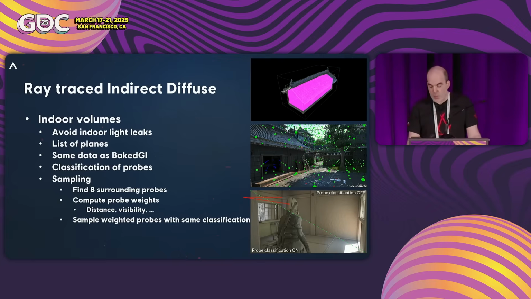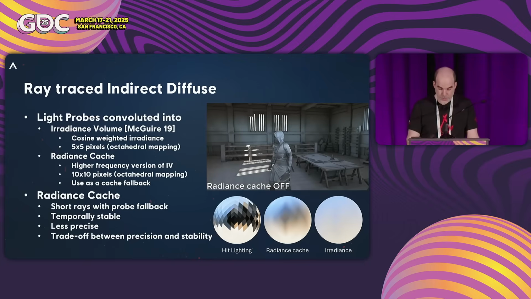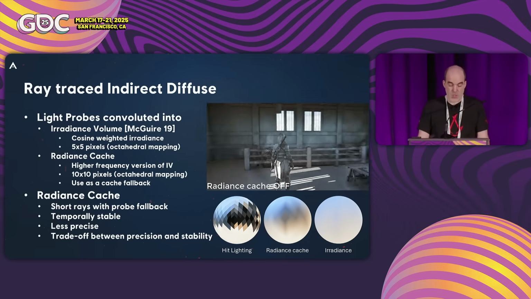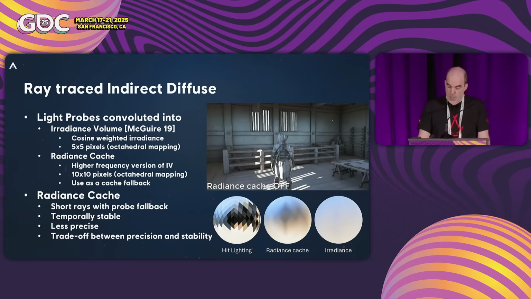So we still rely on indoor volumes to avoid leaks in interiors. And they are made of a list of planes, and it's the same data we use for baked GI, but also for many other systems, such as deferred weather, but even sound. And they are used to classify probes. So at sample time, at the sample position, we find the 8 surrounding probes, and then we sample weighted probes with the same classification. Our light probes are convolved into an irradiance cache, pretty much as a DDGI from Morgan McGuire, and also as a radiance cache that acts as a fallback.